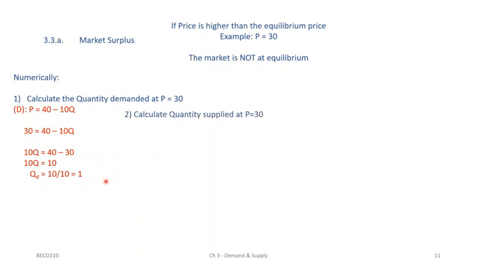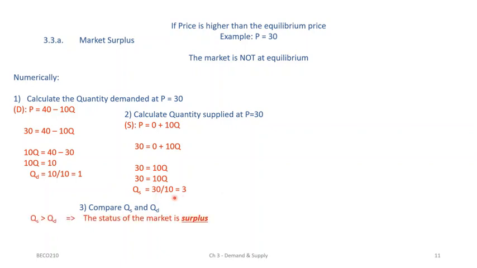Now let's calculate the quantity supplied at P equals 30. Again, this is our supply function. We replace P with its value, which is 30, and we solve. Follow these solving steps, and we always repeat the same steps. Here, QS equals 3. Now let's compare the two. In fact, QS is greater than QD.